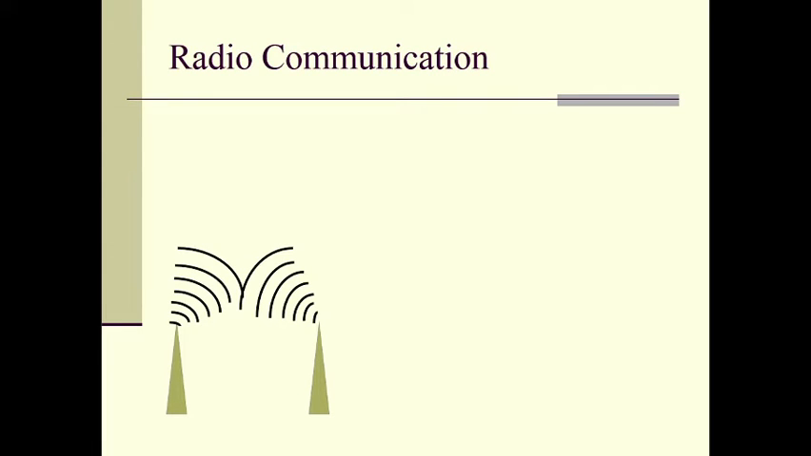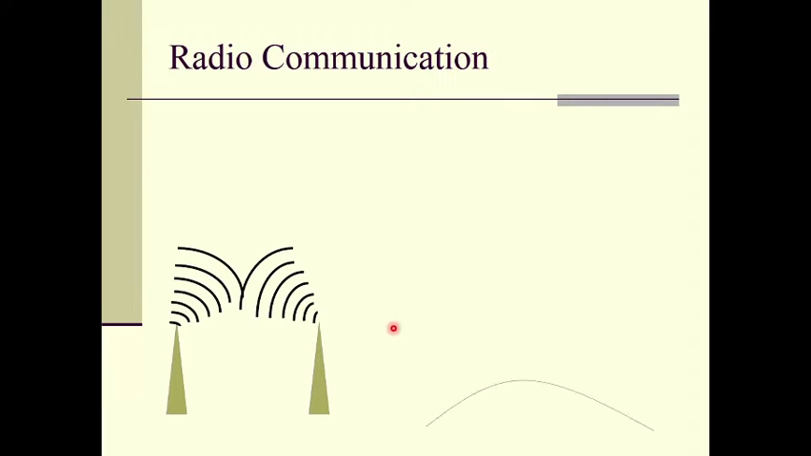So, television communication, radio communication, or mobile communication, all these communications go through the radio waves, right. We can say this is one tower and this is another tower. Radio waves are transmitted from one tower, received by another tower, and then transmitted to other locations, right.